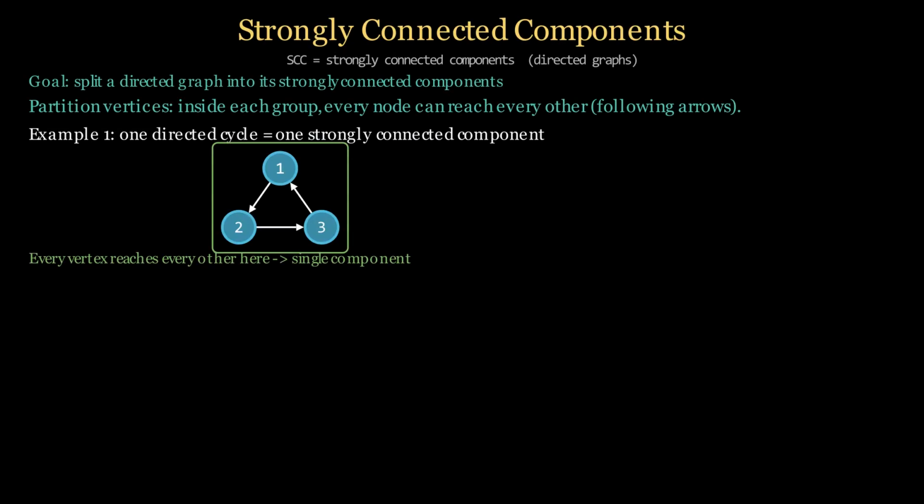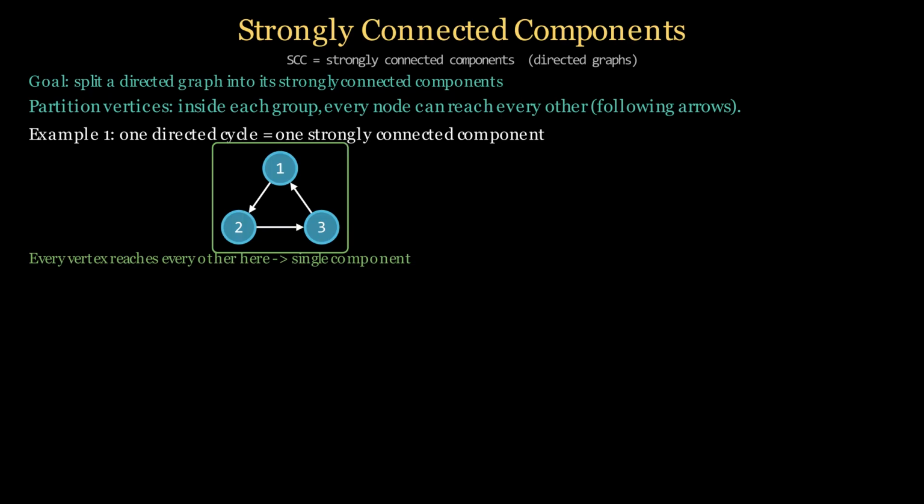The goal is to split a directed graph into its strongly connected components. That means partitioning the vertices into groups. Inside each group, from any vertex you can reach any other vertex in that same group by following directed edges forward. Picture a directed triangle, 1 points to 2, 2 points to 3, 3 points back to 1.